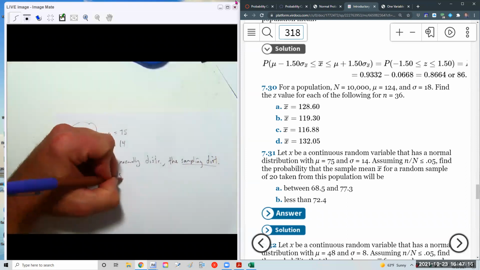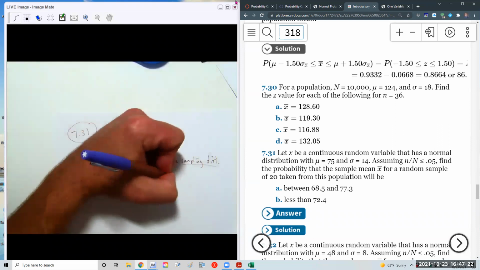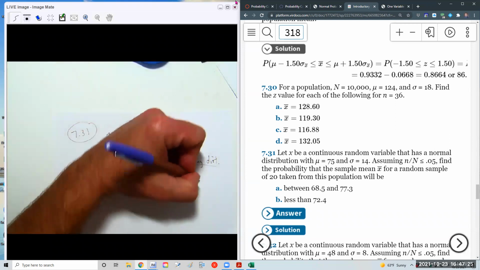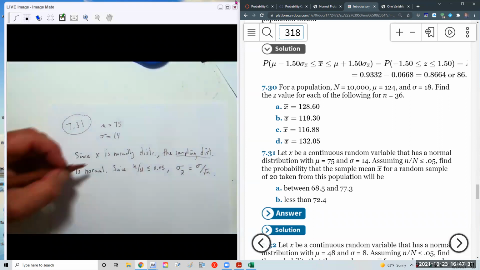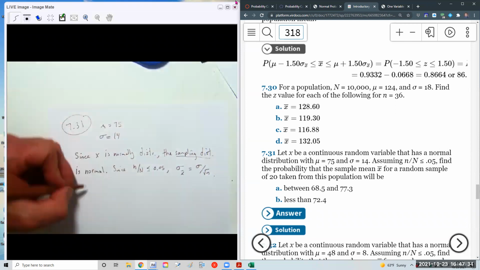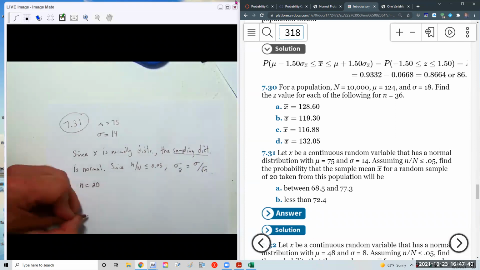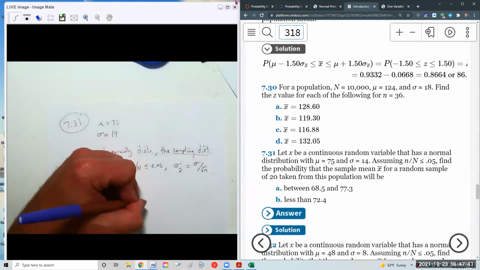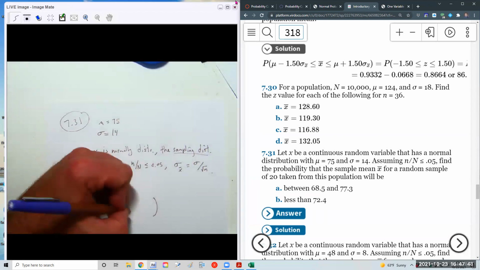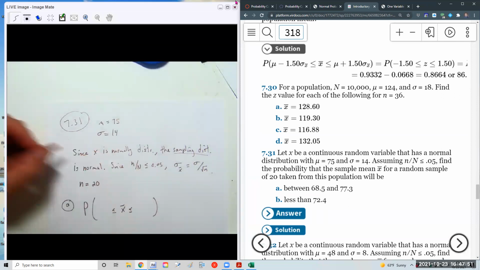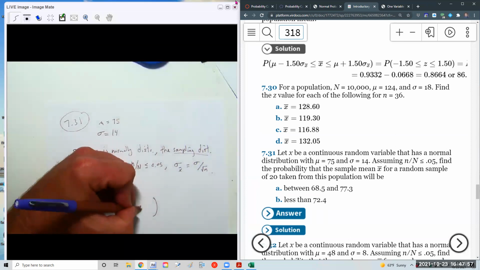And also, since n divided by big N is less than or equal to 5%, we know that sigma sub x bar is just going to be given by the formula sigma divided by square root n. And they want us to assume that the sample size n is 20. For part A, they want us to find the probability that x bar, a randomly selected x bar, is between the two numbers they gave us, 68.5 and 77.3.